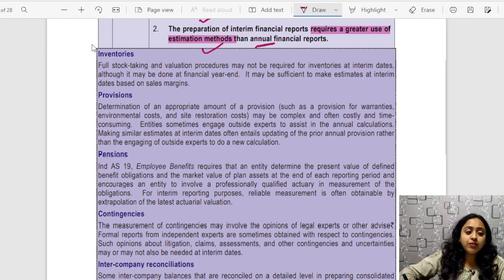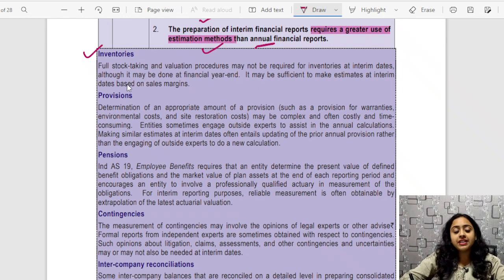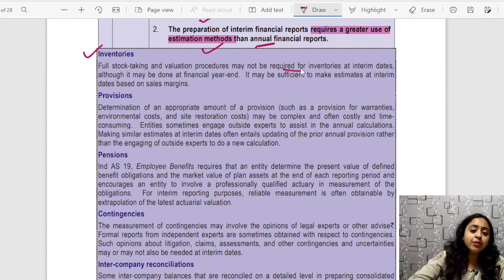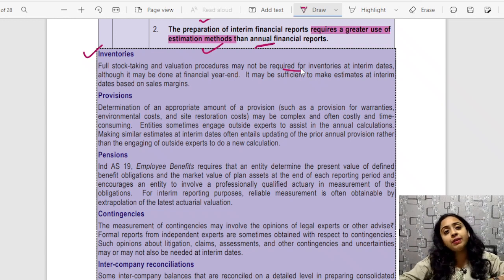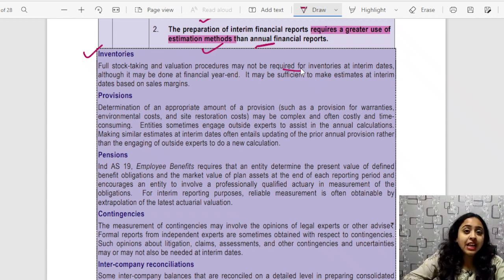Now, these are the last examples. If we talk about inventories, for example, full stock taking and valuation procedures may not be required. If we talk about interim, you can skip this part. Full valuation and all is not required. It will be done in the annual periods. Okay. So, interim period financial reporting can be made easier by reducing some steps, by ignoring some steps, and this is allowed by Ind AS 34.